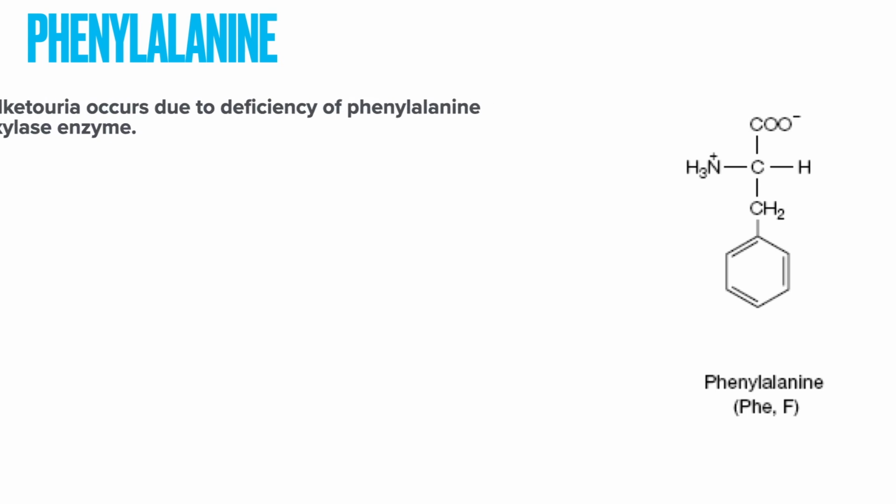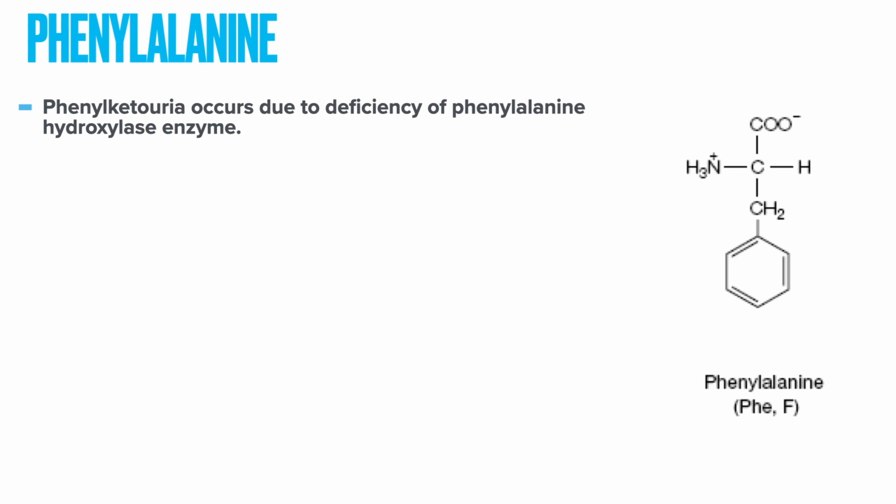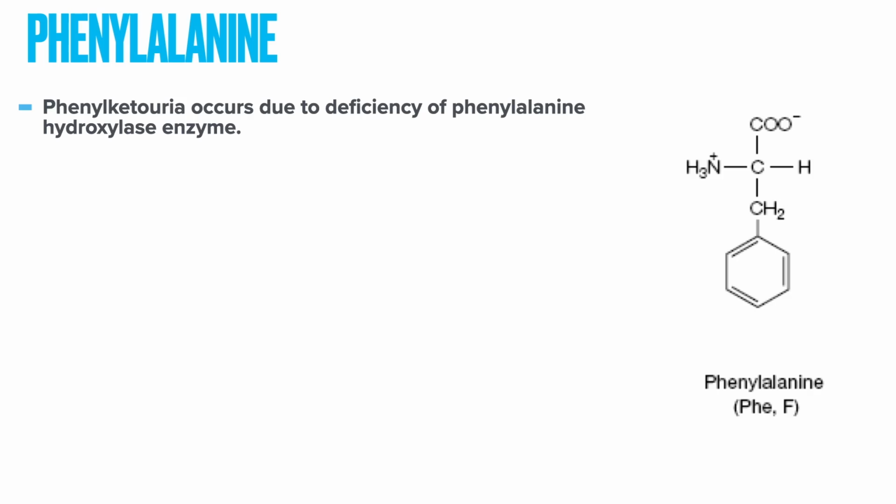Our next amino acid is phenylalanine. Phenylalanine, as an essential amino acid, undergoes metabolism, like phenylalanine will be converted to tyrosine. That's why tyrosine is a semi-essential amino acid. Phenylalanine conversion into tyrosine needs an enzyme called phenylalanine hydroxylase, and the deficiency of phenylalanine hydroxylase will give rise to a disease called phenylketonuria.